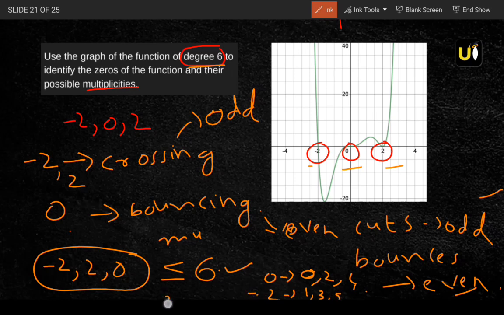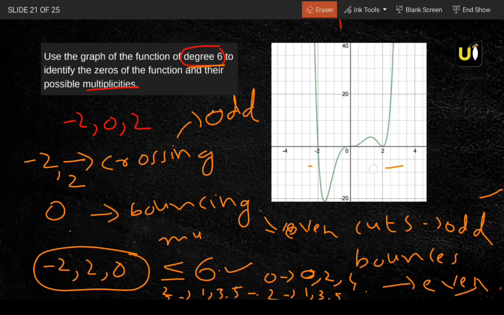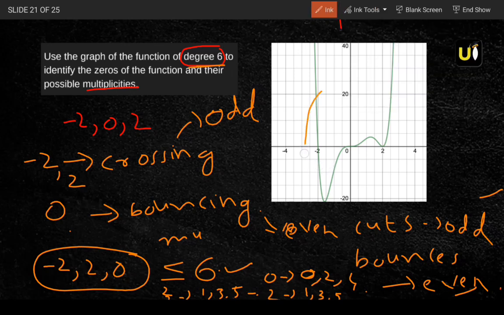So now we have got the multiplicities of 2 and -2. The sum of these two multiplicities is 4. As we have seen, the sum of the multiplicities must be less than or equal to 6. So the multiplicity of 0 can be only 2. That is the only possible value. This is how you have to determine the multiplicities of zeros from the given graph and degree.